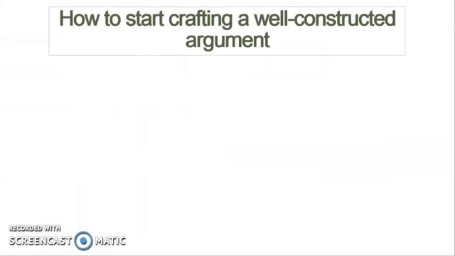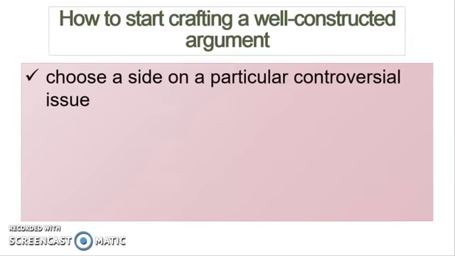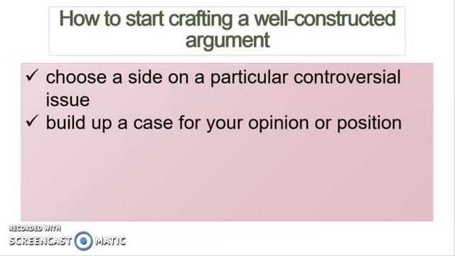Now, how to start crafting a well-constructed argument. Now we are on the body of our position paper. First, choose a side on a particular controversial issue. Center around a personal belief that is supported by research, near and dear to your heart. Next, build up a case for your opinion or position. Know the opposite view as well.